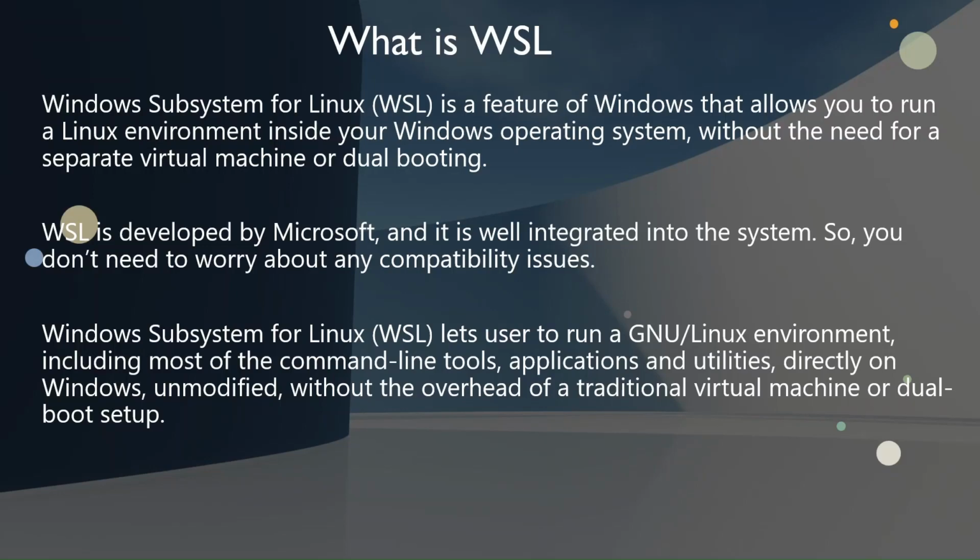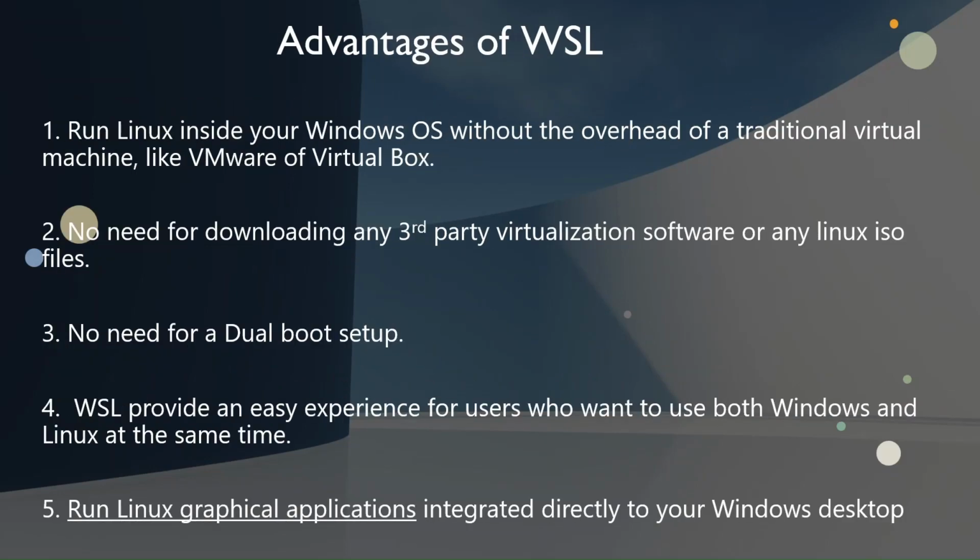Now let's understand what are the advantages of using WSL. So the first advantage is you can run a Linux distribution inside your Windows operating system and without the overhead of a traditional virtual machine. So you don't need to install any third-party virtualization software. Also, you don't need to install any Linux ISO files because WSL is already integrated into your system, and when you use WSL, your Linux distribution will automatically be installed. So we will see this process in our video later.